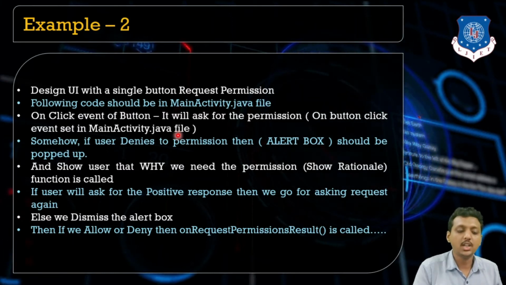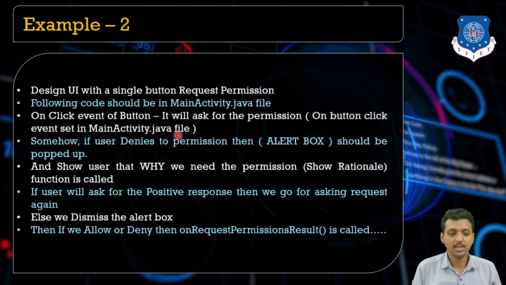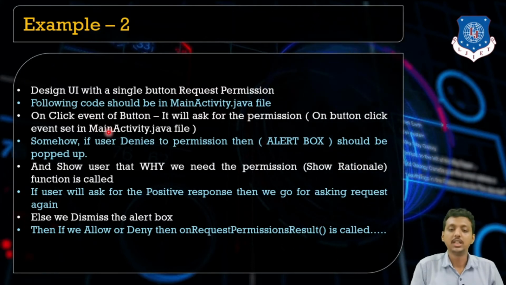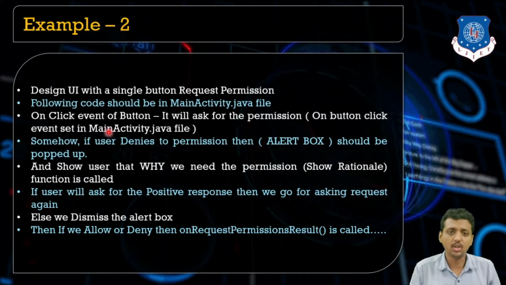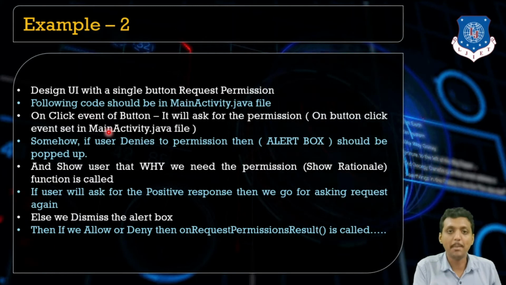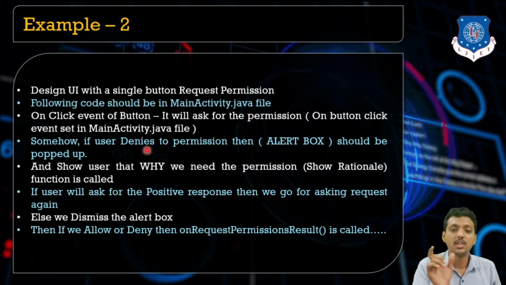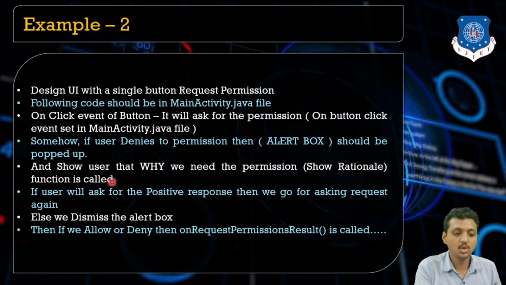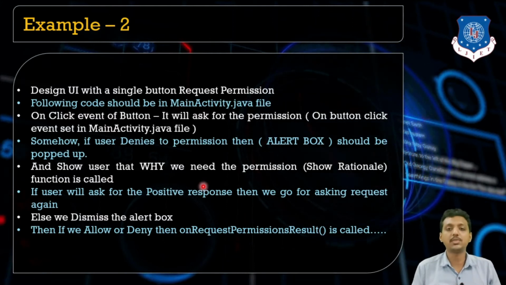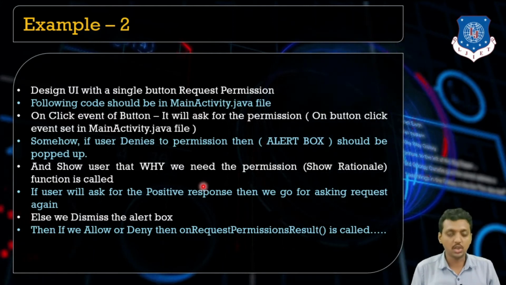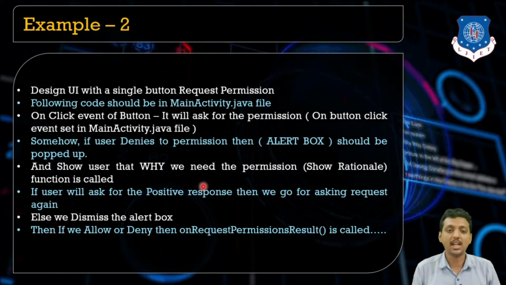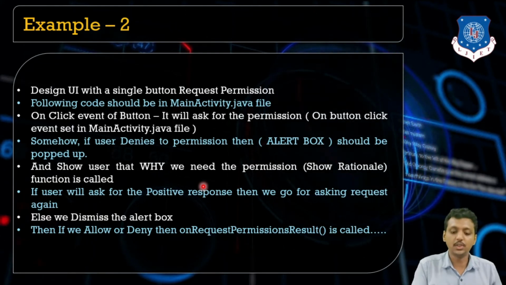On the click event of the button, students, it will ask for the permission that is set in the manifest file. Now, if the user denies the permission, then on clicking the permission button again, it will show them the show rationale method, or we can say the rationale box with the alert dialog box. So we show them why we need such permissions and ask for a positive response from the user. If the user says okay, the permission is granted; if they cancel, then we stop asking for the permission. Okay, so that's the aim for today.